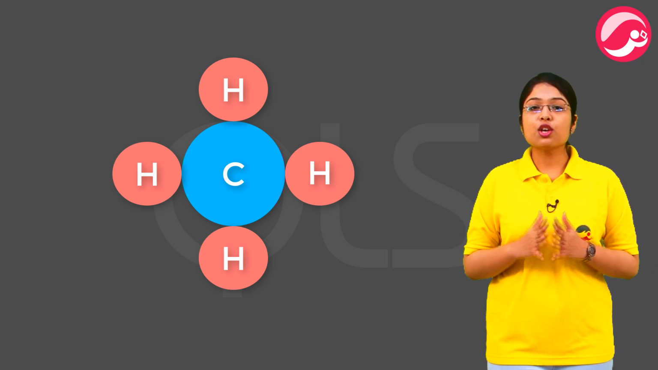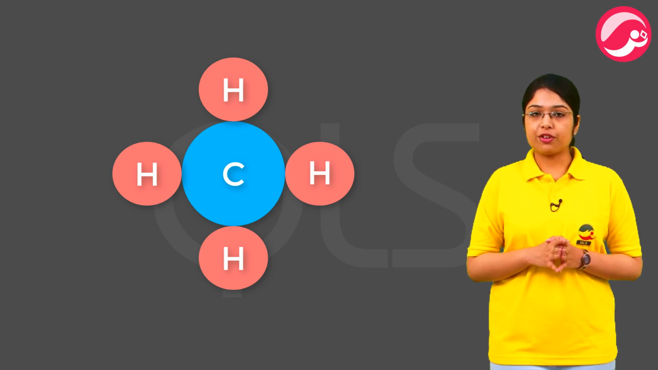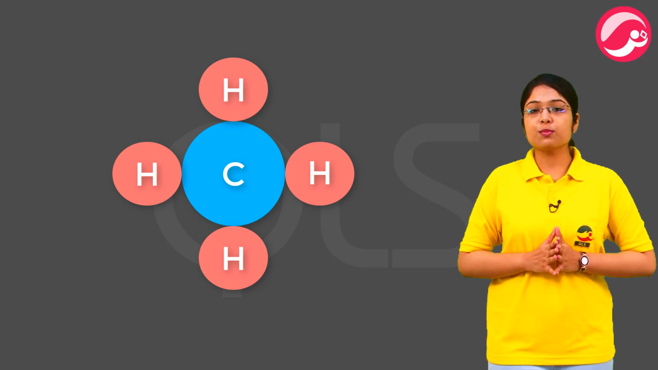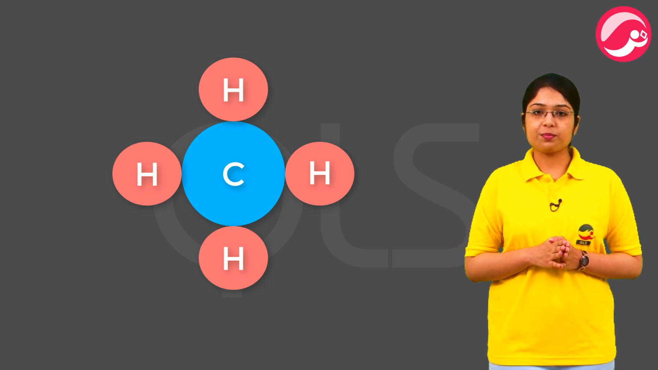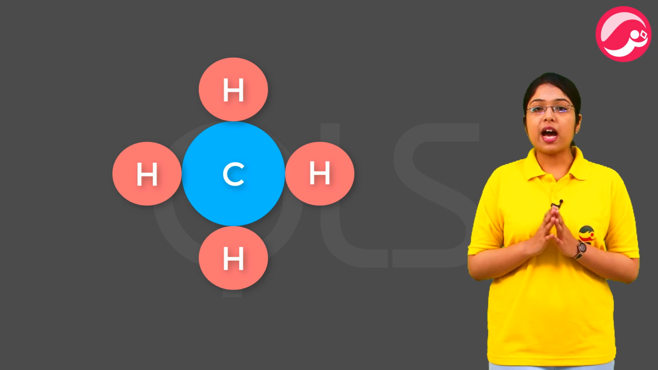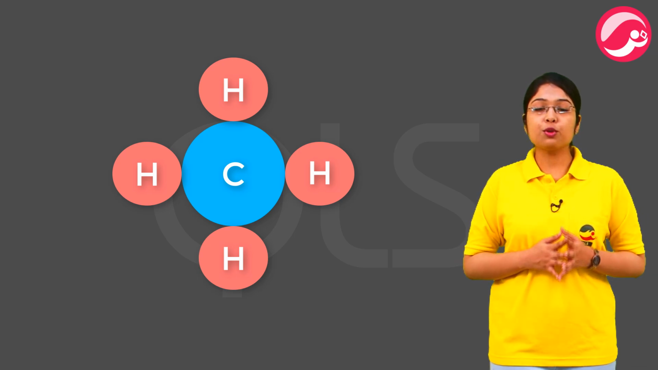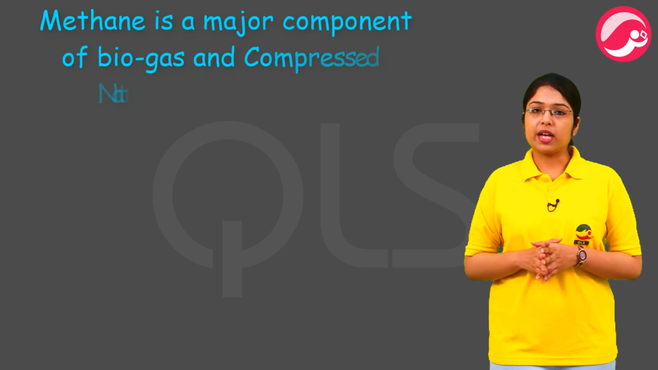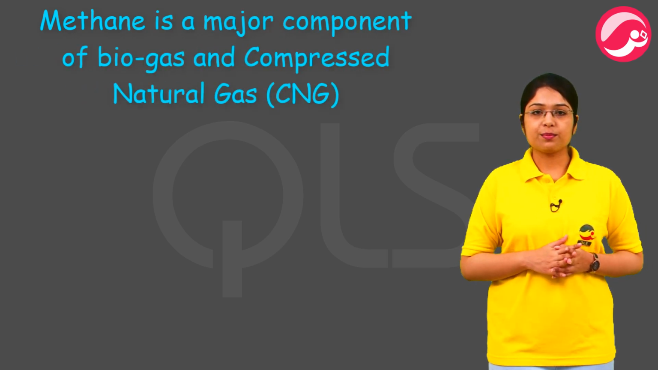Here carbon has 4 shared pairs of electrons. The electrons shared by carbon are helping hydrogen atoms to complete their valency. And in turn, the hydrogen atoms are helping the carbon atom to complete its valency. Methane is a major component of biogas and compressed natural gas.